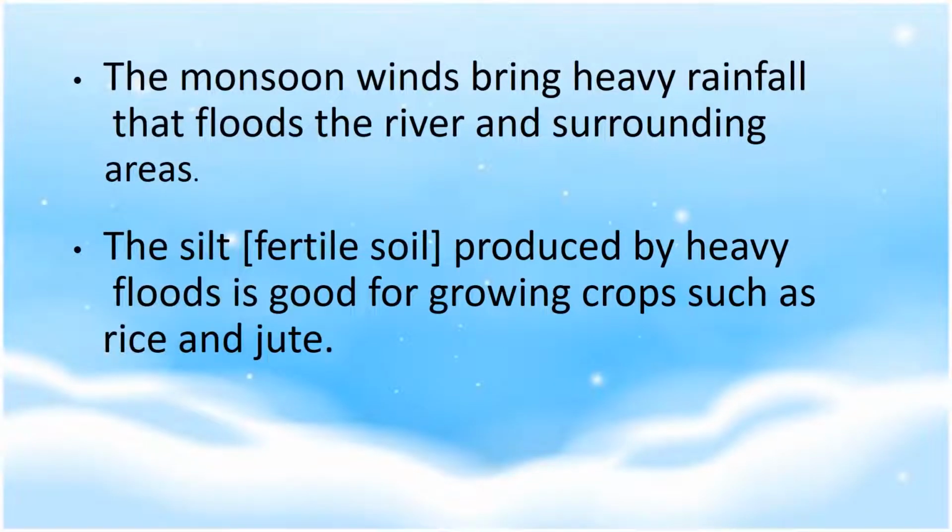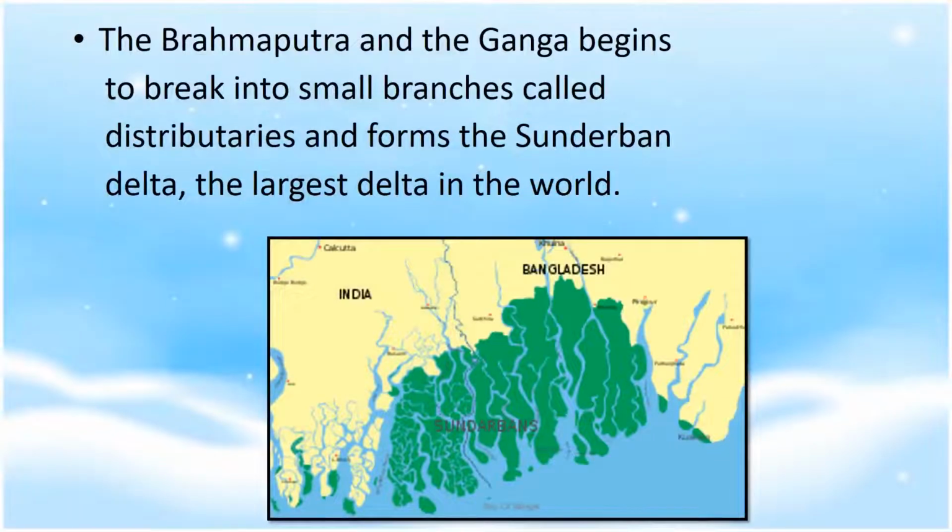The monsoon winds bring heavy rainfall to the Brahmaputra basin. The heavy rainfall causes floods in the rivers and surrounding areas. The silt produced by heavy floods is good for growing crops such as rice and jute. The Brahmaputra and the Ganga begin to break into small branches called distributaries and form the Sundarban Delta, the largest delta in the world. Children, you can see in the map how the river has branched out before joining the Bay of Bengal.